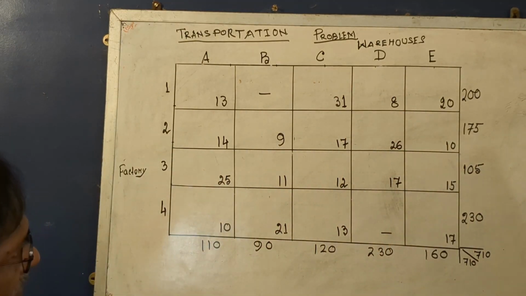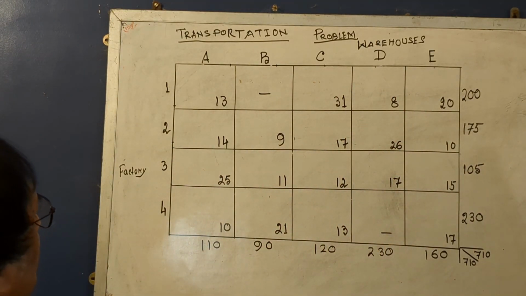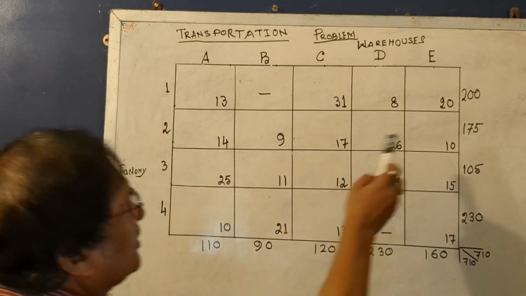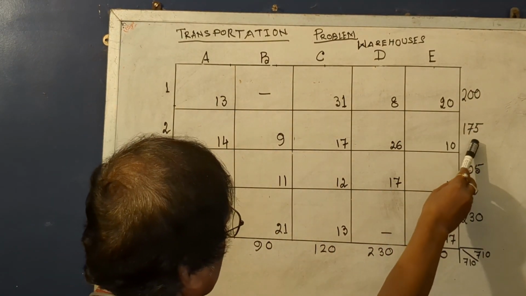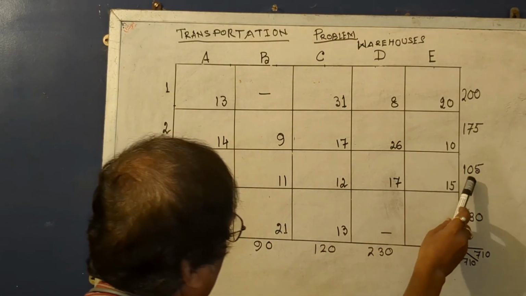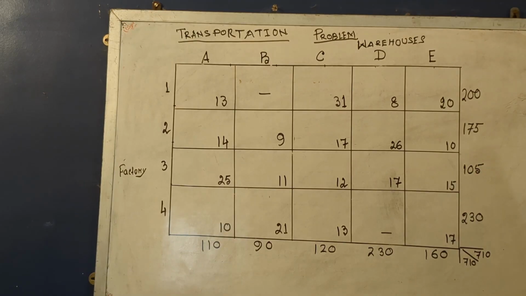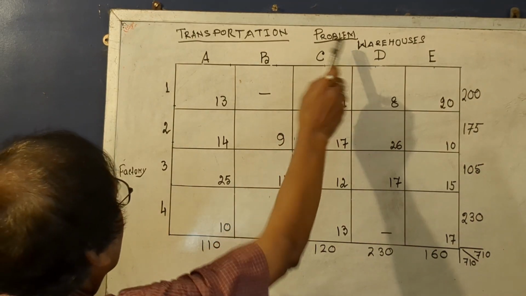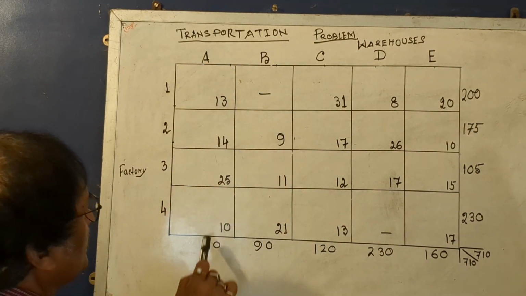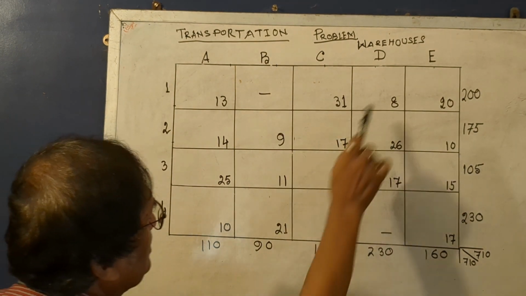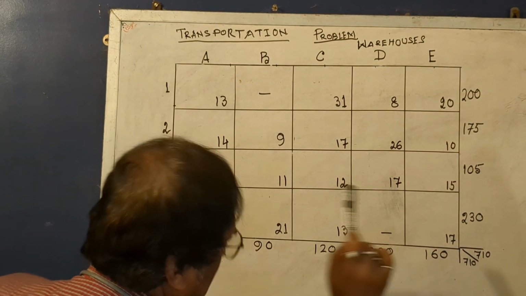The capacities of the factories are given here. First factory capacity is 200 units. For the second factory, the capacity is this. For the third factory, the capacity is 105, and for the fourth factory, the capacity is this. Okay. The requirement of the warehouses: for this warehouse, the requirement is 110. For these warehouses, the requirement is this, in this way.